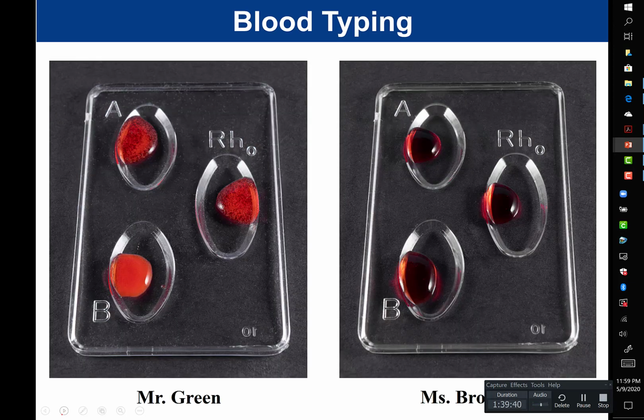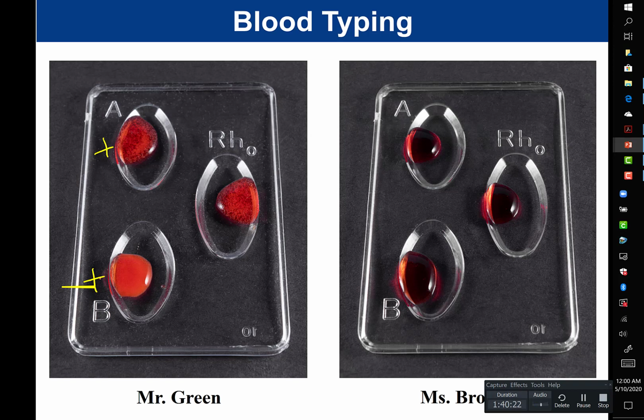Let's go to the next one. We have two more people: Mr. Green and Ms. Brown. Again, pause the video, look at the following images, and then determine the blood type. And when you're ready, push play to hear the answer. Okay, so hopefully you thought this through. We'll start with Mr. Green. Do we see agglutination in A? Yes, we see clumping. Do we see agglutination in B?